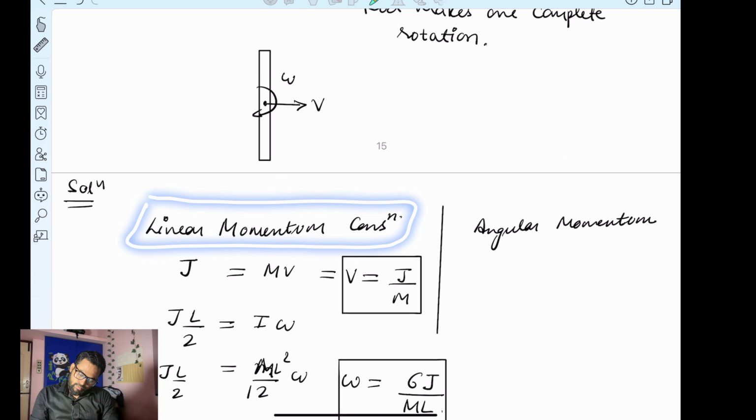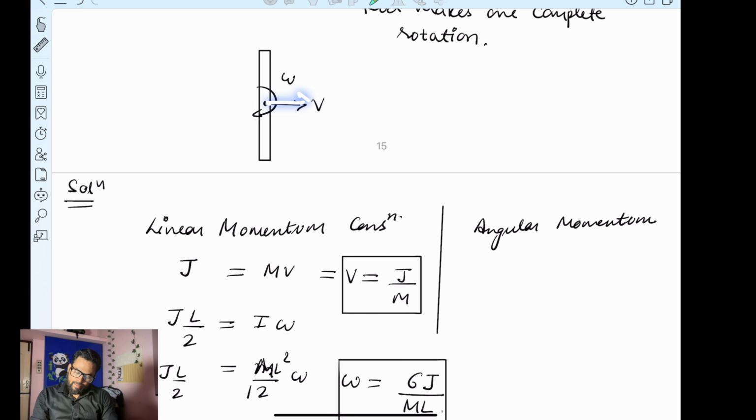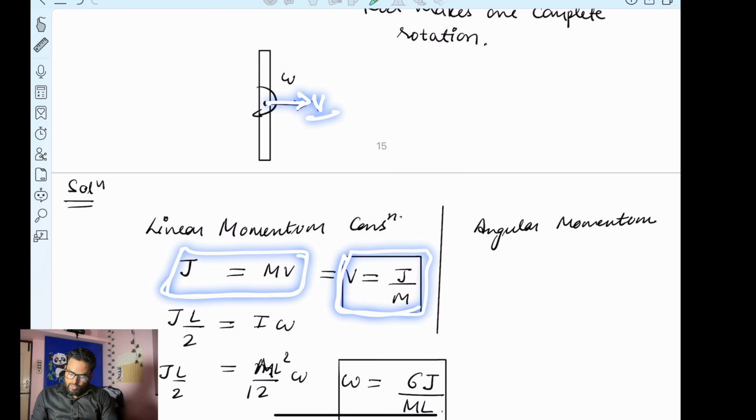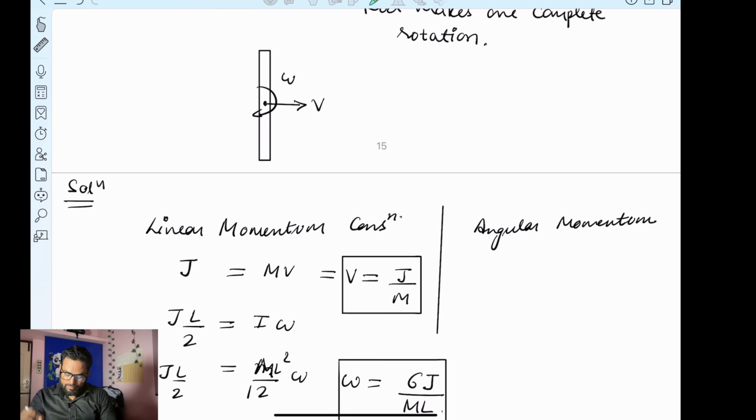Now linear momentum conservation, actually impulse is there, so that would be the change in momentum. So initially momentum was 0, final momentum is what? mv. So that would be J equal to mv. So velocity of the center of mass how much? J by m. Clear or not? Simple part, first part done.